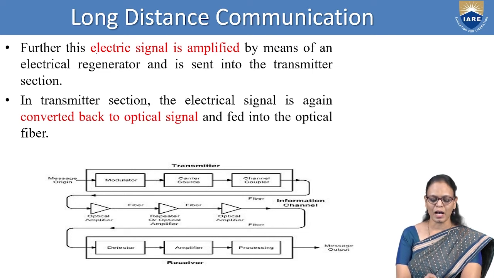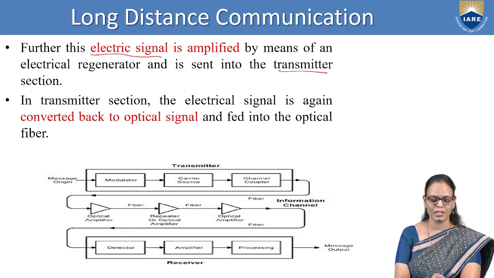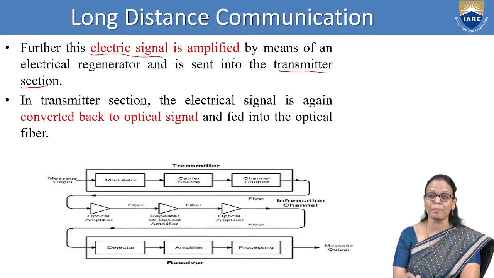Now what happens after reaching the repeater? The electrical signal is amplified by means of an electrical amplifier and is sent into the transmitter section. So in a repeater, we have seen we have the receiver and we have the transmitter. So once it is received, it is amplified and then transmitted.